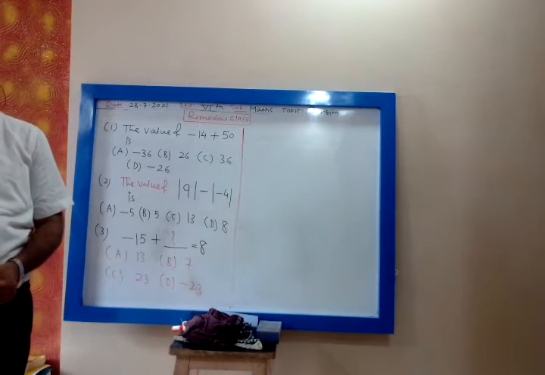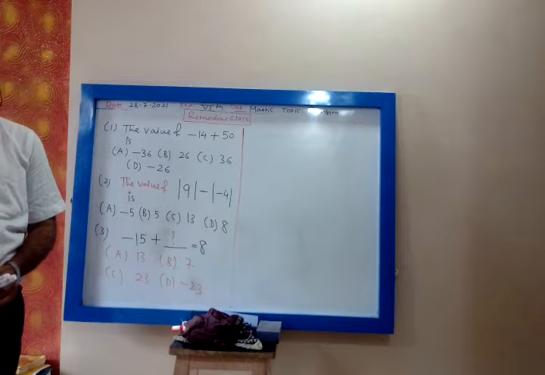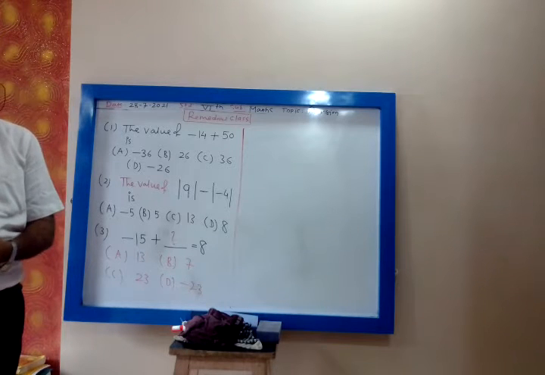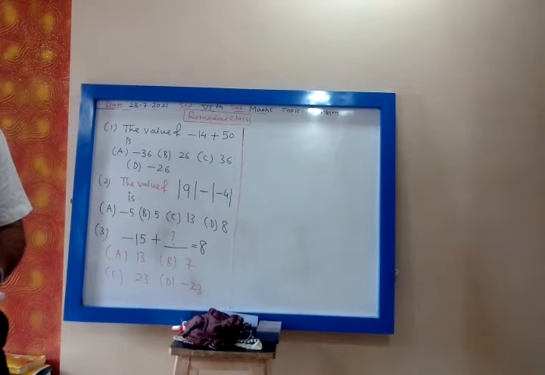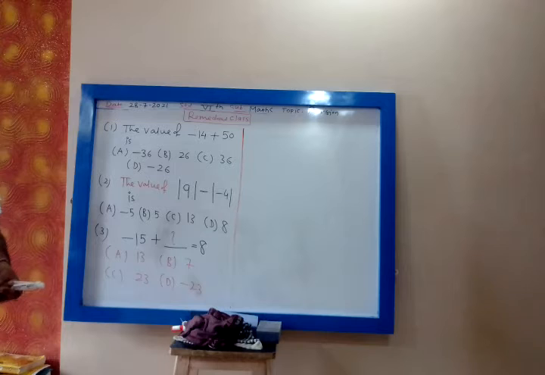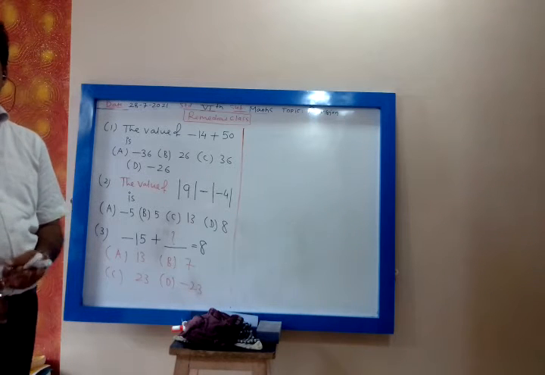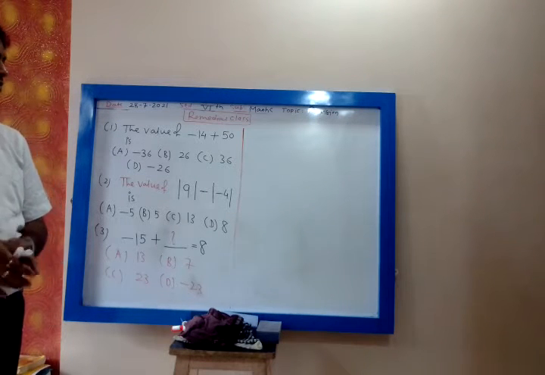Roll number 16 of division B, 27, and 13. These three are present students: B division roll number 16, B division roll number 27, and B division roll number 13. These three are present students. Solve this.